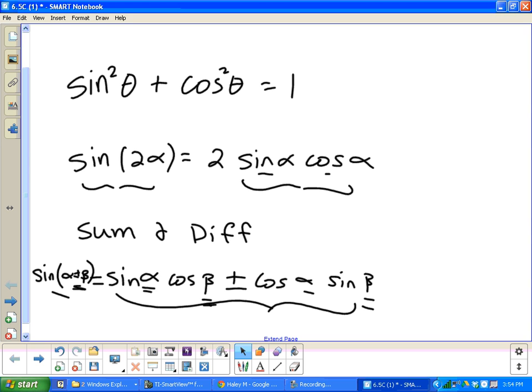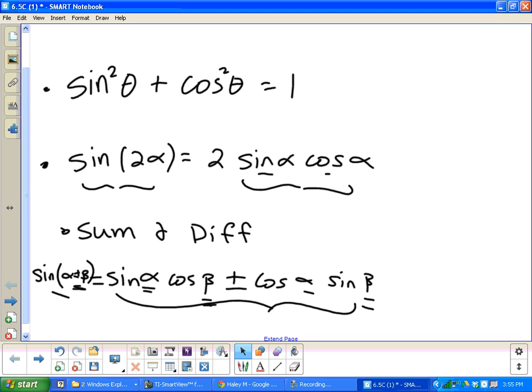Other things that you might use: I didn't really find any with power reducing formulas, which is pretty good news, or product to sum or sum to product. But we're definitely going to look at using the Pythagorean identity and the double angle identity. I just wrote down the one for sine, of course. We're probably going to use the one for cosine too. Remember, cosine has 3 double angle identities, and then a sum or difference identity.